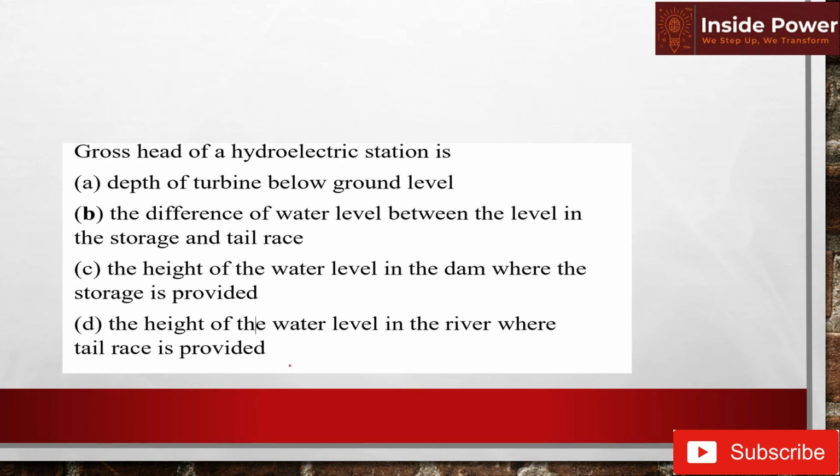What is the gross head of a hydroelectric station? It is the difference of water level between the level in the storage and the tail race. So this is the only option, because the height of the water level in the dam where storage is provided is not the correct answer. Height of the water level in the river where the tail race is provided, no. The difference of water level between the storage and the tail race is the correct option.